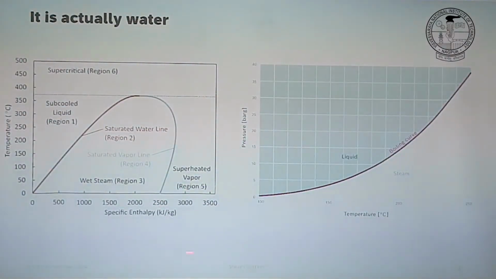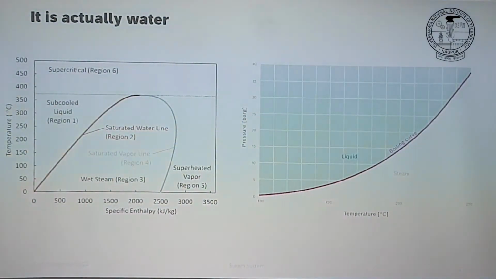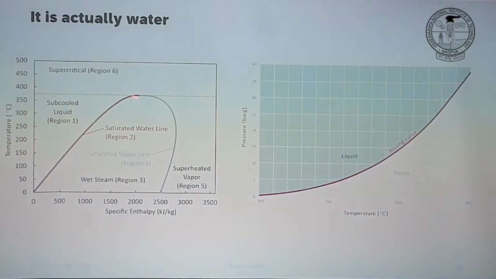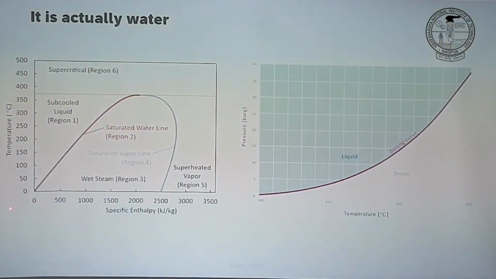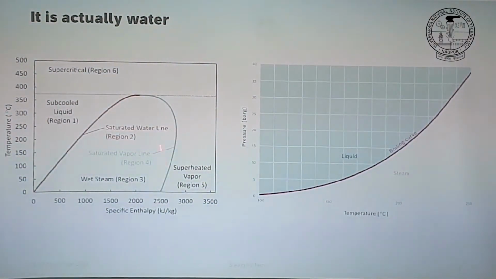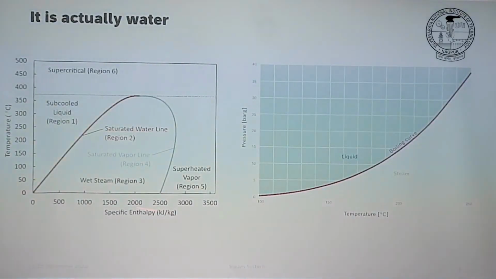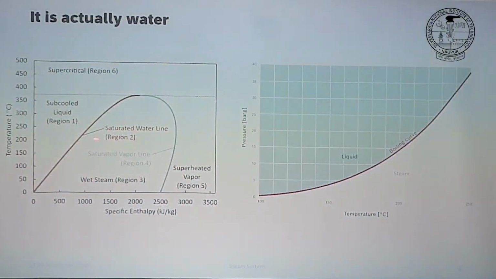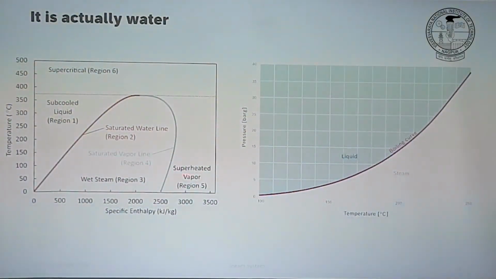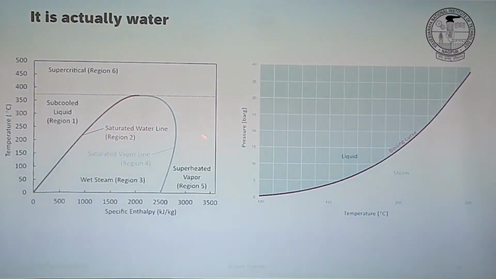So you kept increasing pressure. At a certain point, the properties of water and vapor are more or less similar. So that's this point, supercriticality. That's the saturated vapor line, saturated liquid line. On the left side is the subcooled region. On the right side is the superheated. So if you have conditions in this area, we are in a superheated state.